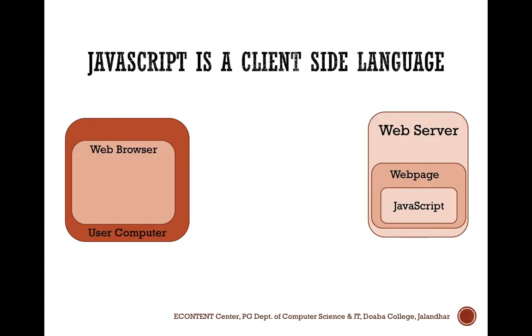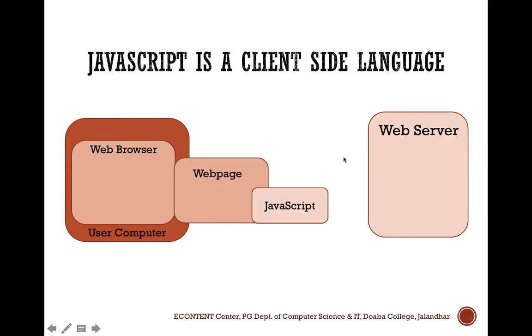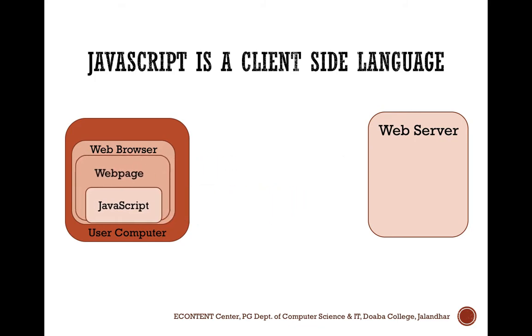JavaScript is a client-side language. This concept can be easily understood from the diagram that you can observe on the screen. On the user side, the user has a computer system with a web browser installed, and on the other side we have a web server that has the web pages and JavaScript in the web pages. When the client computer requests a web page from the web server, the web server will transfer the entire web page with the code to the user computer.